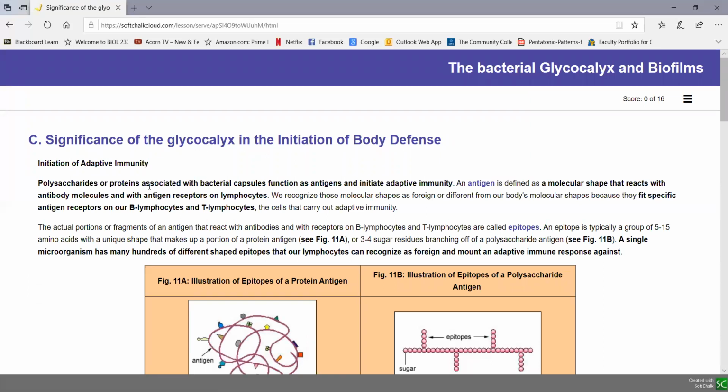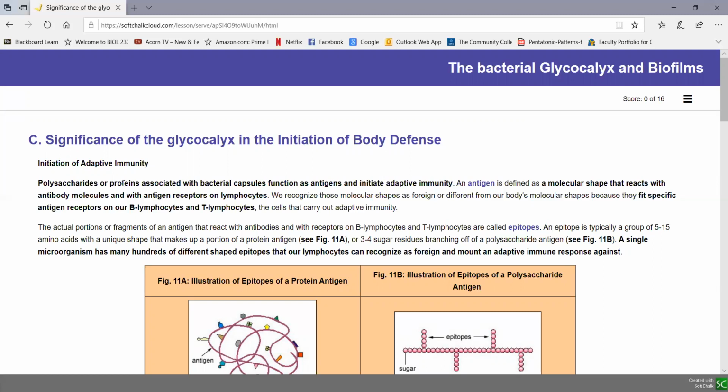So let's look at the significance of the glycocalyx in initiating body defense. Now, we talk about this in a number of SoftChalk lessons in Unit 1, so that by the time we get to Unit 5 on innate immunity and Unit 6 on adaptive immunity, we're familiar with a lot of definitions that we'll need at that time, which will make it much easier at the end of the course when we get to Units 5 and 6.